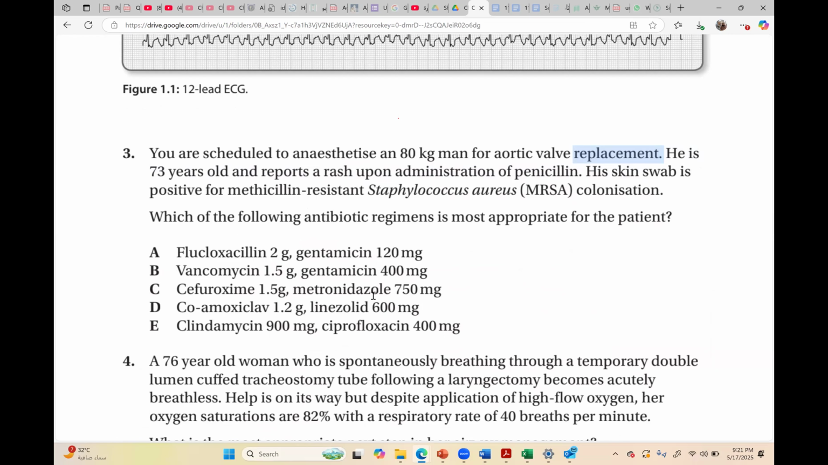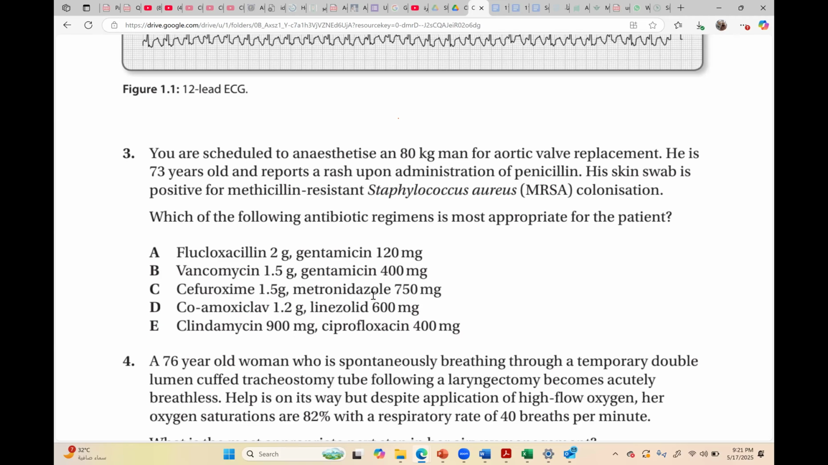His skin swab is positive for MRSA. Which of the following antibiotic regimes is most appropriate for the patient? So actually, this is with reference to bacterial endocarditis prophylaxis, and the patient is allergic to penicillin and has a resistant MRSA. So this is more related to microbiology, but the thing is that there is some cross sensitivity between penicillin and cephalosporins.